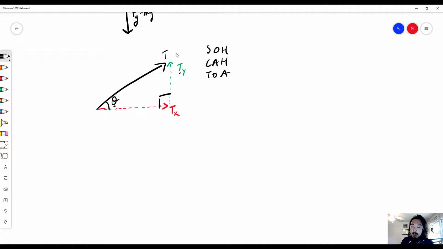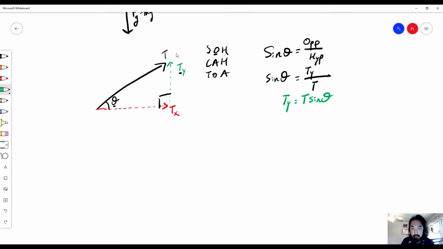So if I were to take SOH, we know we have to use the sine function. So the sine of the angle is equal to the opposite over the hypotenuse. We know we have to use this trig function because Ty is opposite of the angle. So we would rewrite this as the sine of theta is equal to Ty divided by T. So if I were to ask you, what is Ty? I'm going to do this in green to match it up. We're going to multiply both sides by T, and we should get Ty is equal to the hypotenuse times the sine of theta.